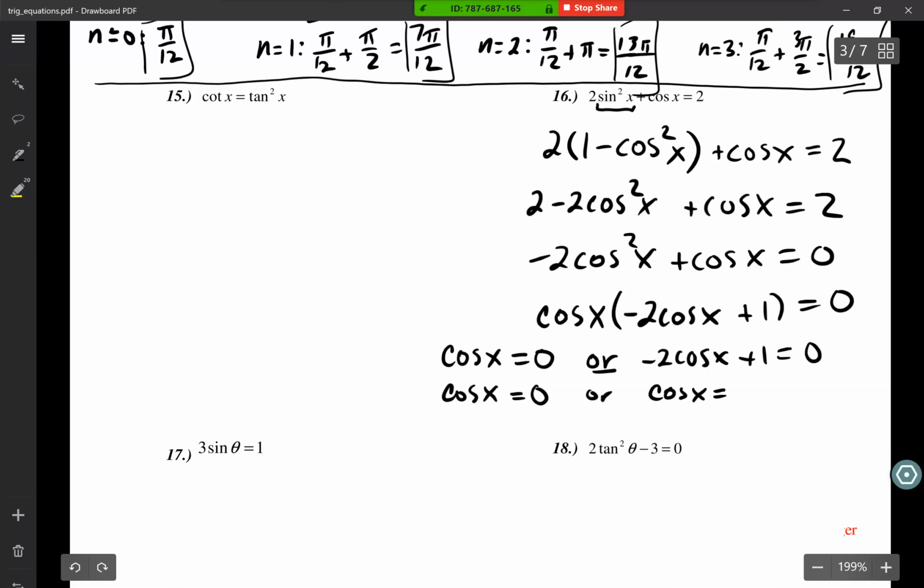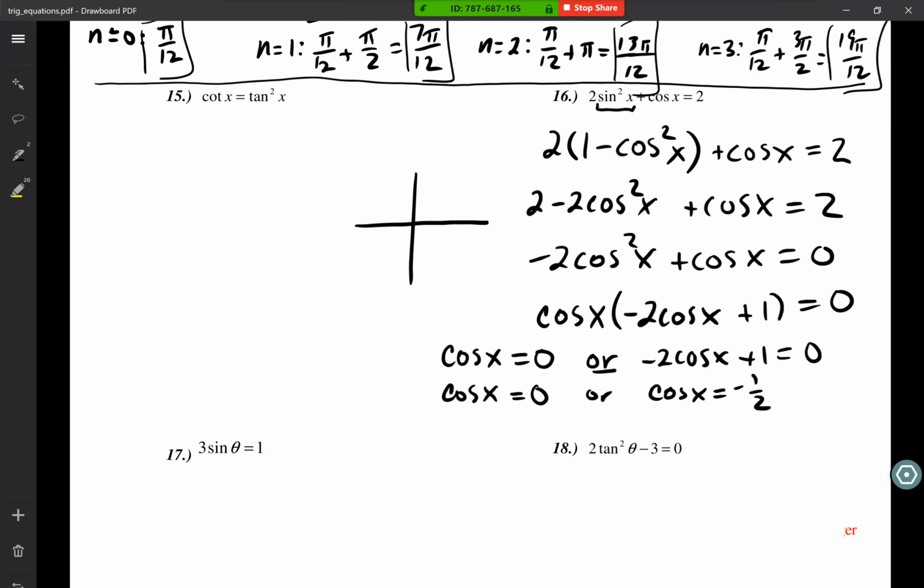We rearrange the second equation. We have cosine x equals negative a half. So now we are ready to write down our general solution. If we want to write down the general solution here, we need to know where cosine is equal to 0. Let's think about quadrants again.